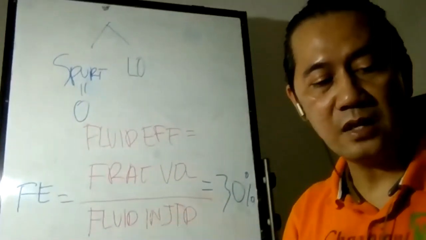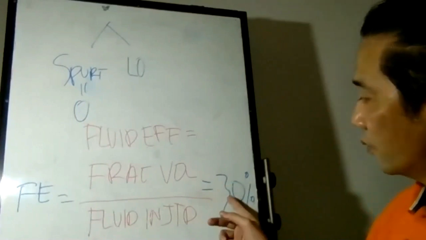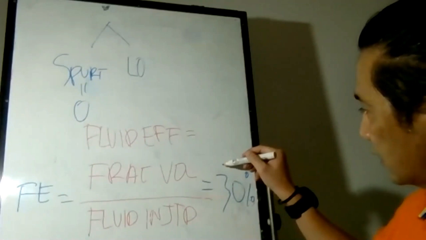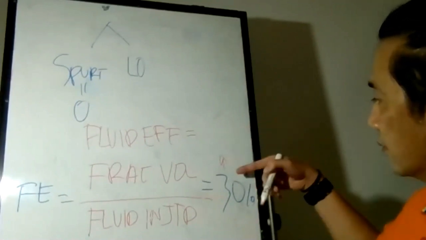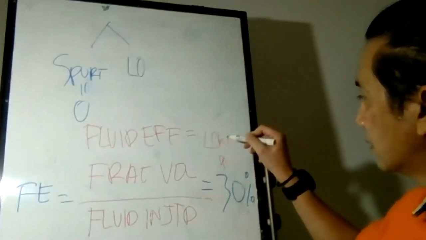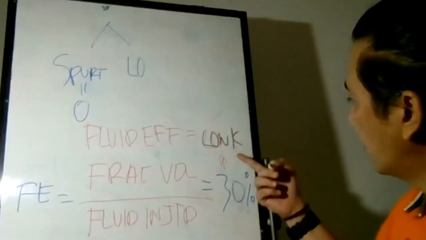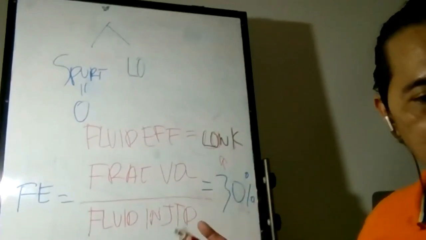Now, what is the terminology for it? If you deal with fluid efficiency more than 30%, what does it mean? You deal with, say, 50%, you deal with the low permeability formation. Why? Because it only allows a very small amount of fluid to go.